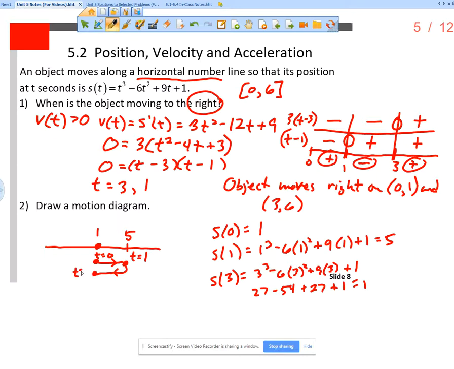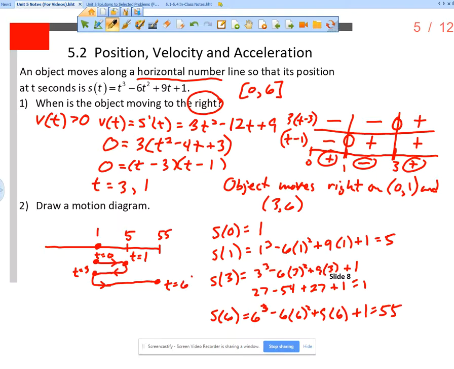So at t equals 3, I stopped, turned around, and started traveling back to the right. Then I went until 6, but how far did I get? At 6, I would need 6 cubed minus 6 times 6 squared plus 9 times 6 plus 1. 6 times 6 squared is also 6 cubed, so those subtract out, plus 9 times 6, which is 54, plus 1 is 55. So I kept going until I got as far right as 55, and that's where I ended at t equals 6.